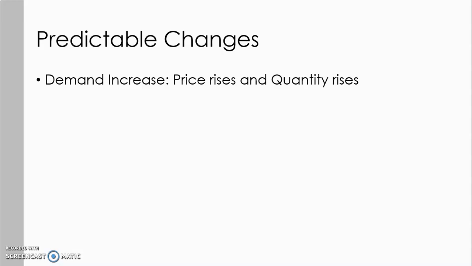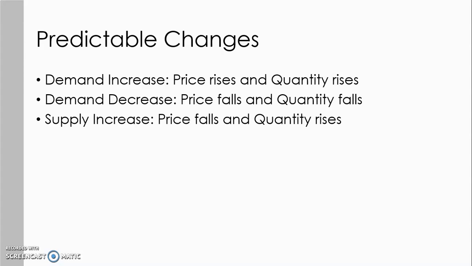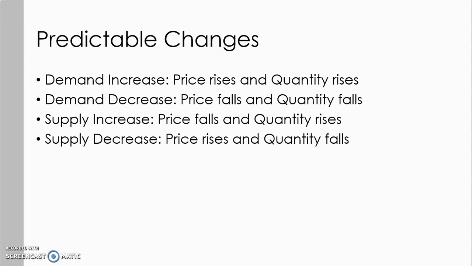There are going to be some predictable changes. Now, I don't want you guys to memorize these because if you forget them, you can always just go ahead and sketch them out. But when demand increases, price will rise and quantity will rise. When demand decreases, the opposite will be true. Price will fall and quantity will fall. When supply increases, we just showed that price falls and quantity rises. But when supply decreases, the opposite's going to happen. Price will rise and quantity falls.